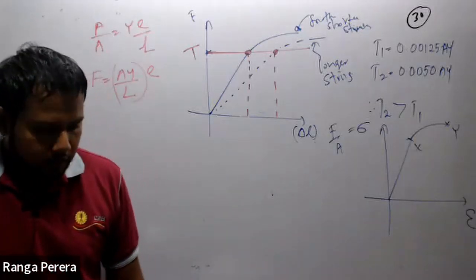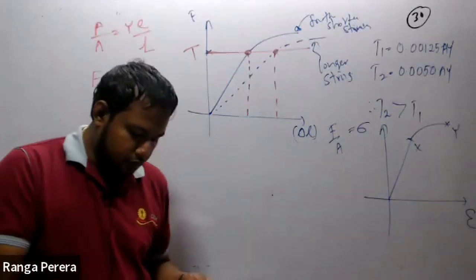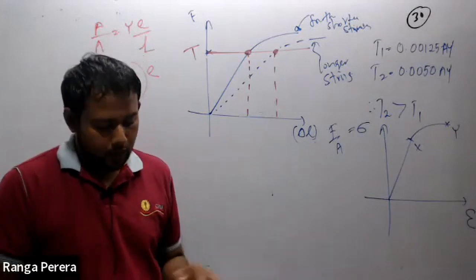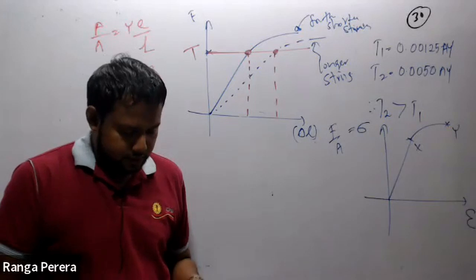Right. The next question: draw a rough sketch for the tension versus extension curve for both strings on the same graph and label them. I did that already. Right.